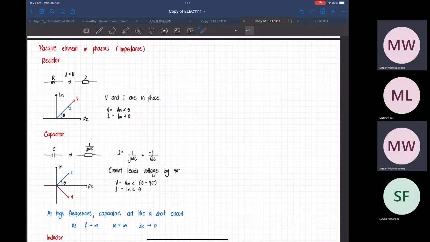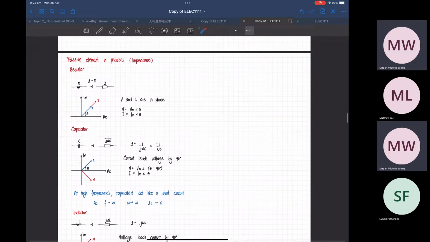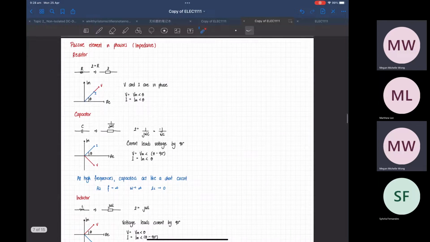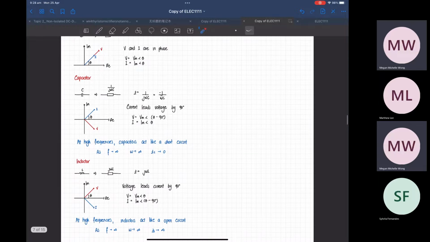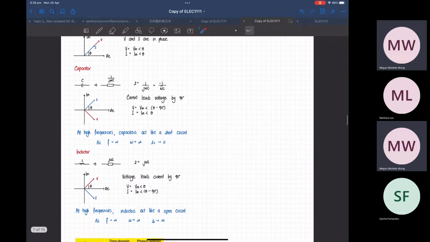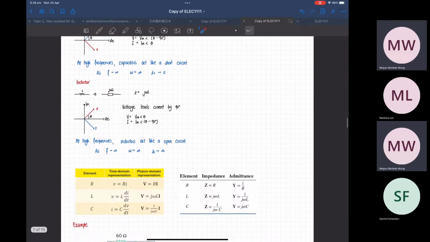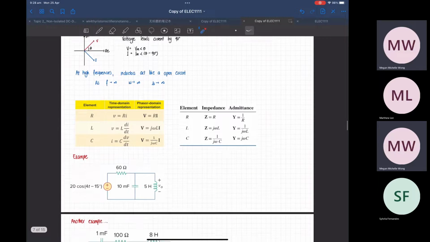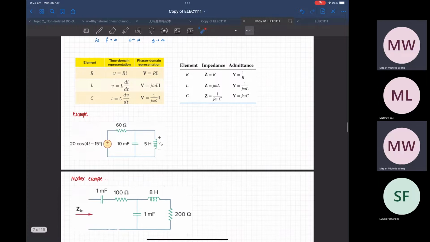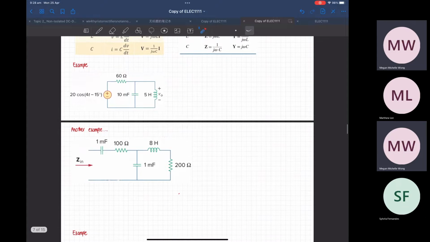Okay, cool. So I'll probably skip this because this is the resistor, capacitor impedance, which is 1 over j omega C. Inductor is j omega L, and these are the formulas. So let's start with the example.